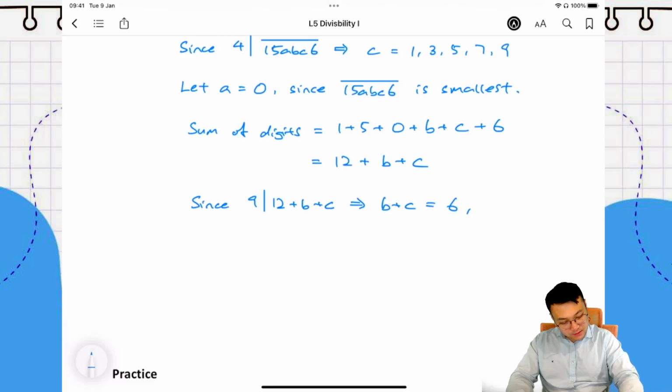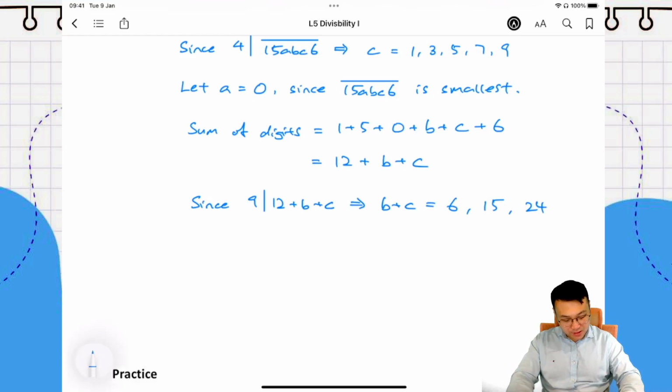Can it be 15? Yeah, it could be, because if this is 15, 12 plus 15 is 27. 27 can also be divided by 9, right? Can it also be 24? Because 12 plus 24 is 36. No. Why not? Because B plus C at the max would be 9 plus 9, that's already 18, so it can't be.